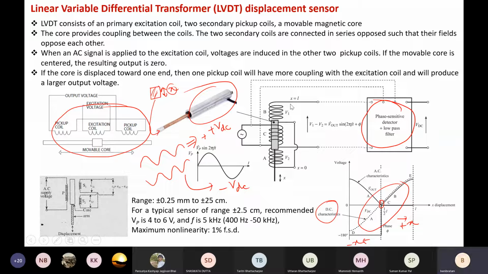Okay, is it clear to everyone about the functionalities and principle of the LVDT and the important signal conditioning elements required for it? Is it clear to all? Any doubt? Sir, why is such a high frequency needed?